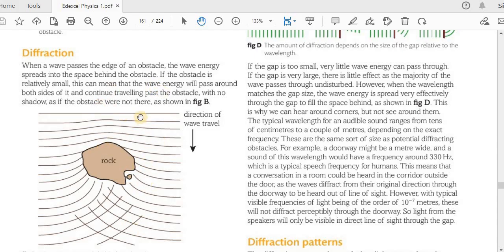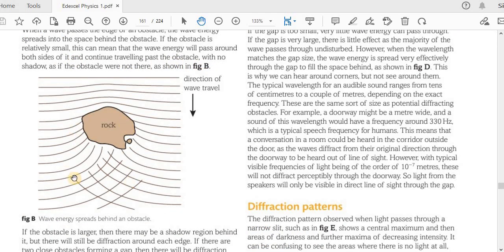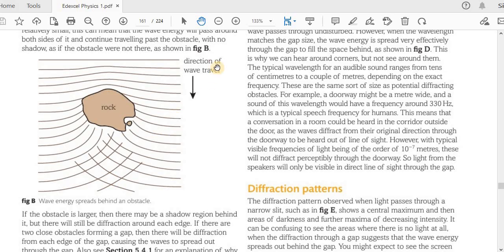So here you can see the waves are coming this way. Imagine this is the sea. This rock is close to the shore. So see, water waves are traveling this way, and then you can see they diffract around the rock. If the obstacle is relatively small, this can mean that the wave energy will pass around both sides of it and continue traveling past the obstacle with no shadow, as if the obstacle were not there, as shown in figure B. Direction of wave travel. Wave energy spreads behind an obstacle. So let's say this is the front and this is the back.